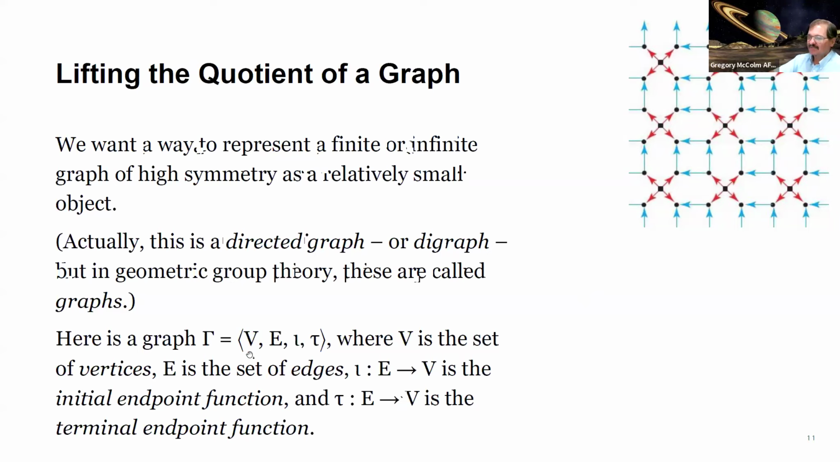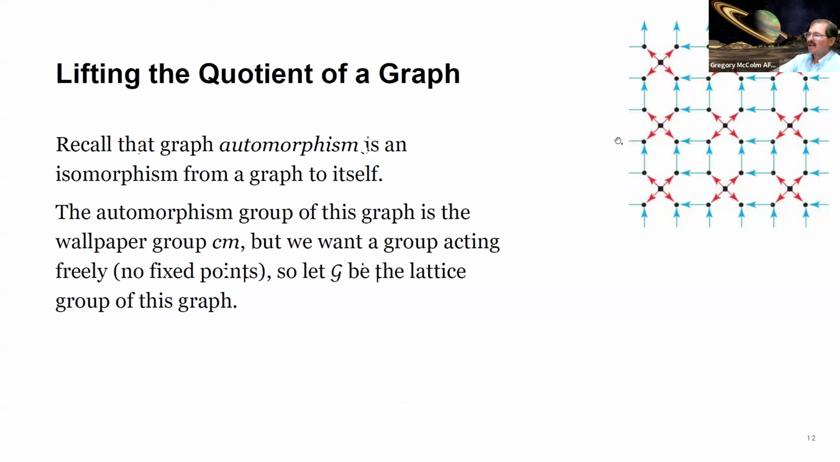So a graph has a collection of vertices, a collection of edges, and then each edge has an initial vertex and a terminal vertex. So that gives you the initial endpoint and the terminal endpoint function. And then an automorphism maps the graph to itself. Now this thing, if you consider the orientations of the arrows, has the wallpaper group CM, but I want a group that acts freely, and CM would fix a whole bunch of vertices and edges. So I'm saying let G be the lattice group. That's the group that maps this to this. That's one generator. Another generator is mapping this to this, pushing everything up one step or everything to the left one step, and then you get the group that you get out of that.